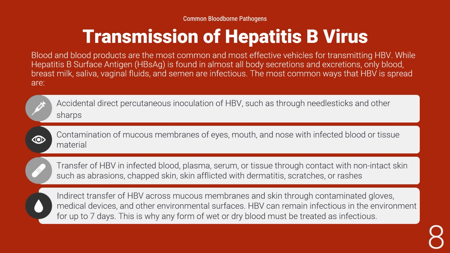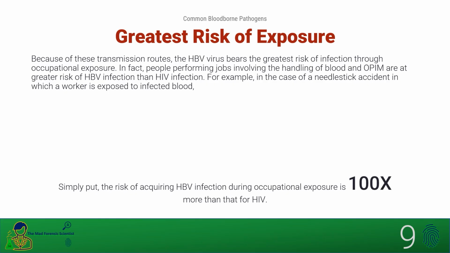The virus can stay infectious in the environment for up to 7 days. That's why any form of wet or dry blood must be treated as infectious. The greatest risk of exposure: because of its transmission routes, the virus bears the greatest risk of infection through occupational exposure. In fact, people performing jobs involving handling blood and OPIM are at greater risk of HBV infection than HIV infection.